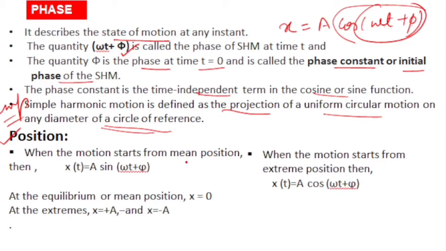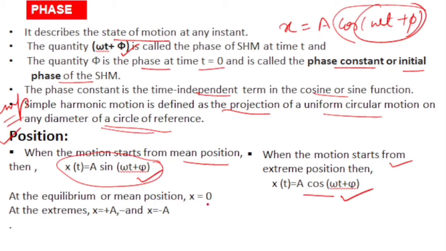When the motion starts from mean position, you have to use x(t) = a sin(ωt + φ), and when the motion starts from extreme position, you have to use x(t) = a cos(ωt + φ). You must remember this. If the motion starts from mean position, use a sin(ωt + φ). If the motion starts from extreme position, use a cos(ωt + φ).